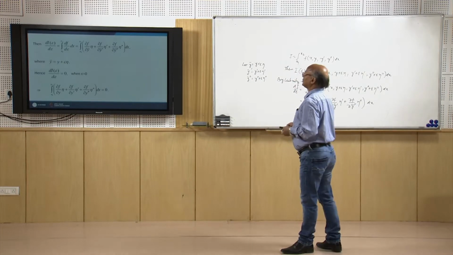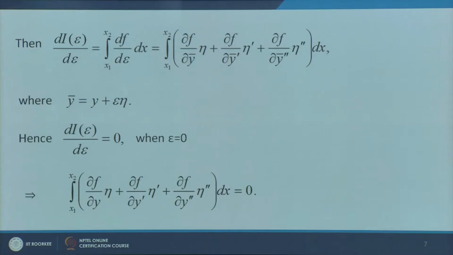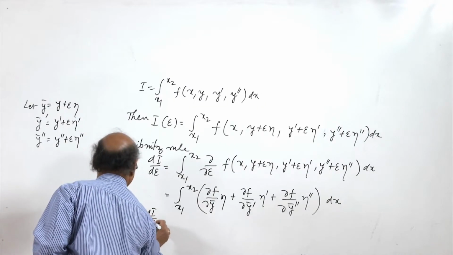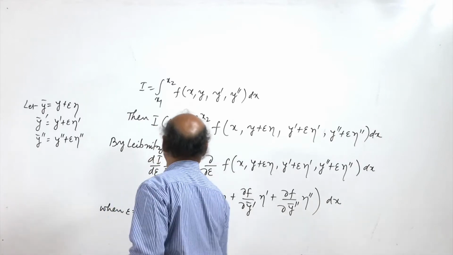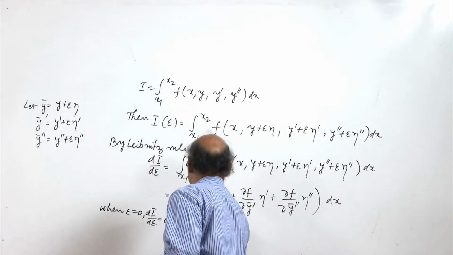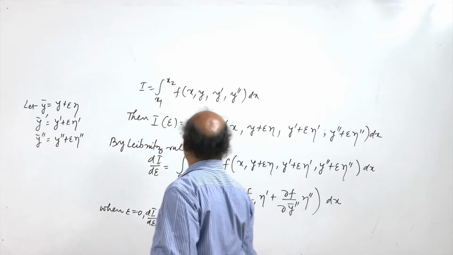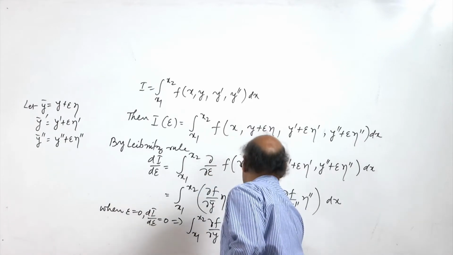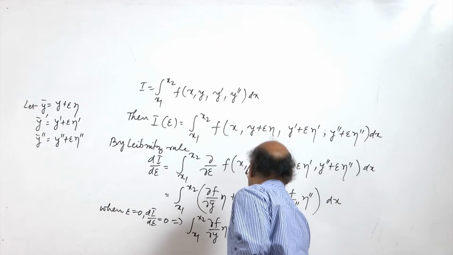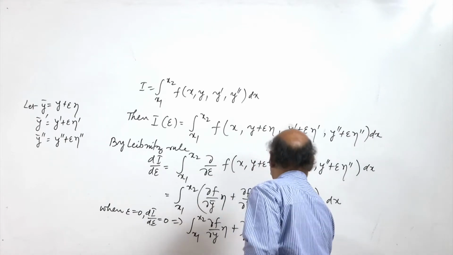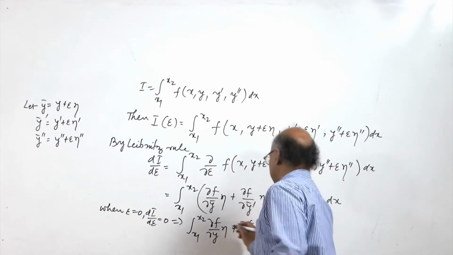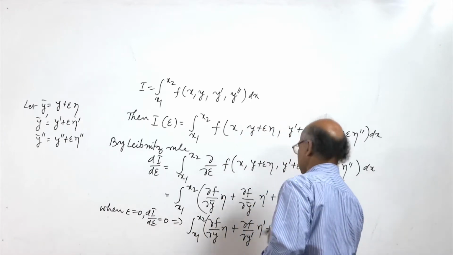Now this is equal to 0 when dI over d epsilon is equal to 0. So we shall have dI by d epsilon equal to 0 gives you the integral x1 to x2. Now when epsilon is equal to 0, y bar becomes y. So delta f by delta y eta plus delta f by delta y dash eta dash, where y bar dash becomes y dash, then delta f by delta y double dash eta double dash dx equal to 0.